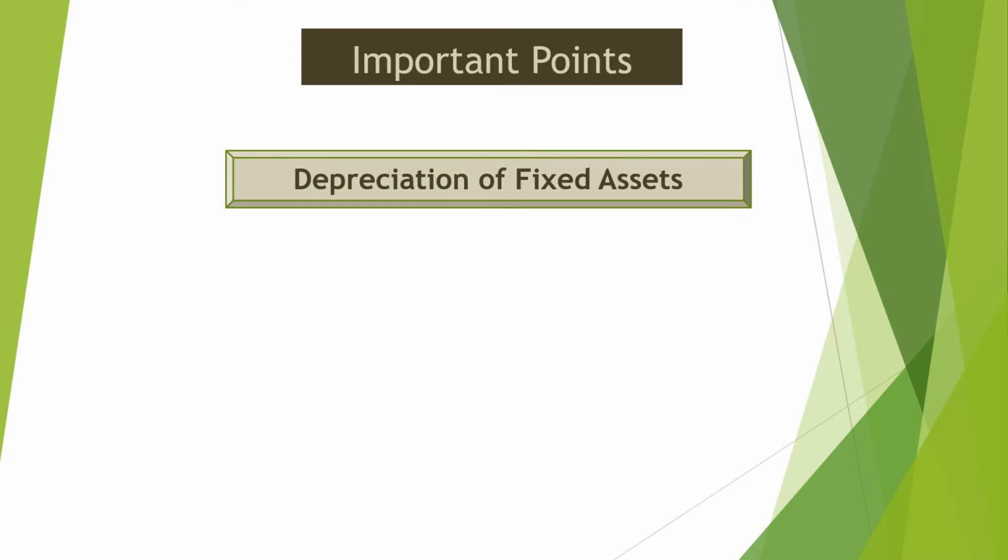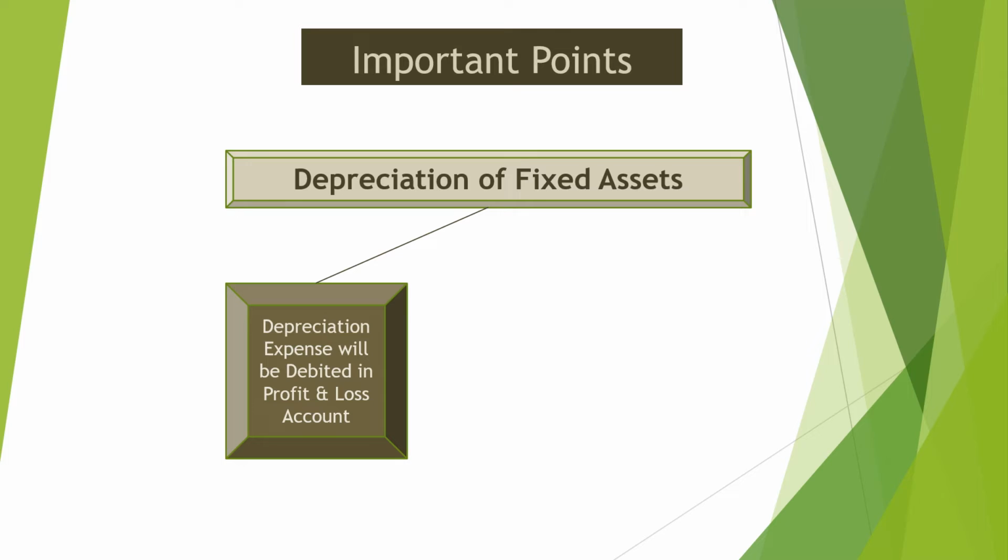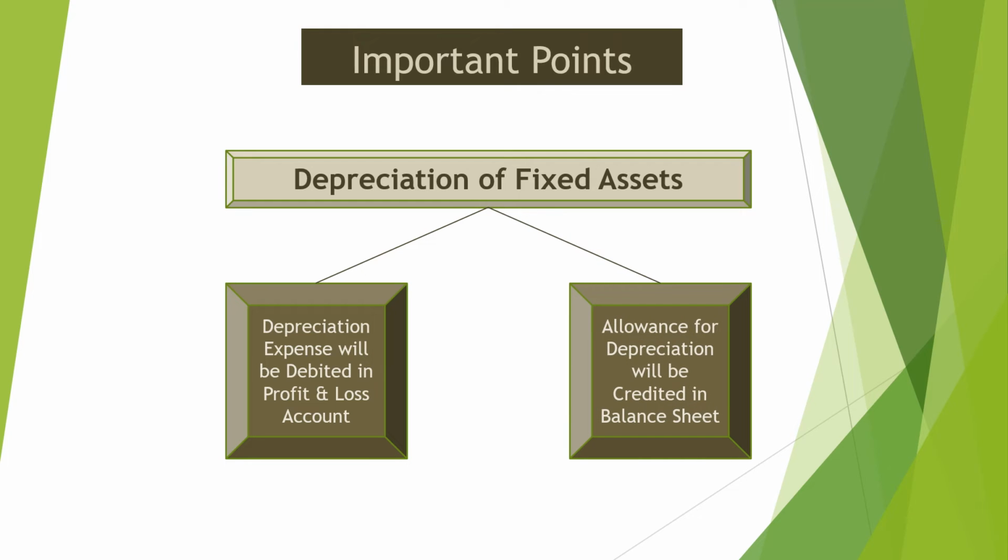Depreciation of fixed assets. All fixed assets have a certain calculated life, so every year a reduction in the value of an asset is charged to expenses as one effect, and the same amount is kept on the credit side in the balance sheet as a reserve account called allowance for depreciation. The entry is made: depreciation expense will be debited in the profit and loss account, and allowance for depreciation will be credited in the balance sheet.